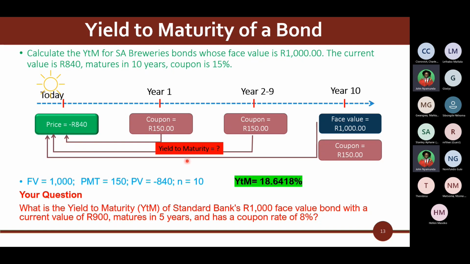Ladies and gentlemen, take out your financial calculator and put it in front of you. Let's do this example together, so that when you do your one in red, you at least know what we're doing. So in your calculator, PV, go and put minus 840. It's minus 840 because that's the money you're paying out. It's out of your pocket.